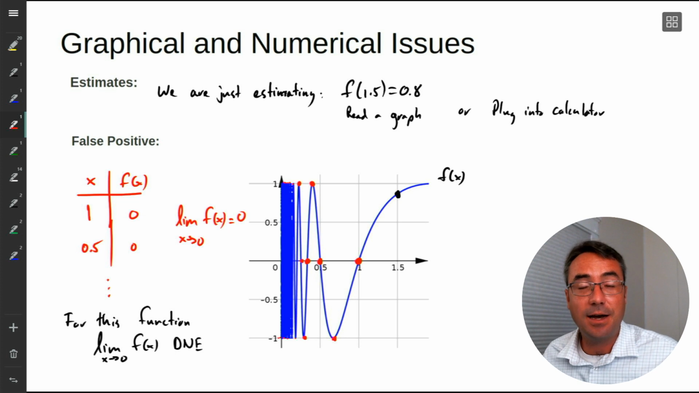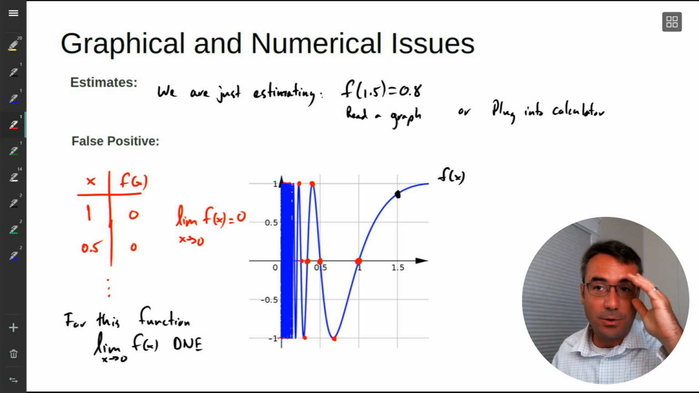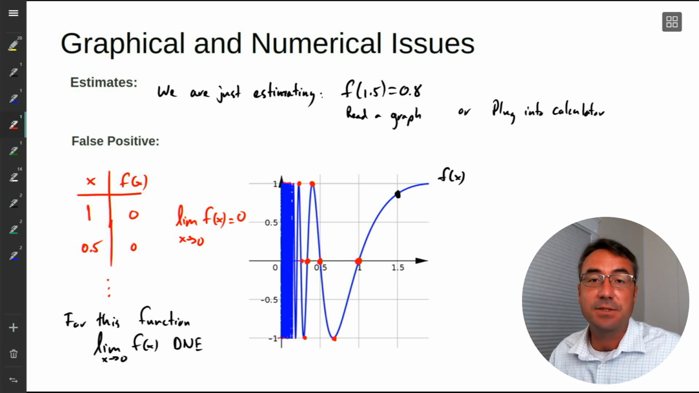So that's one thing. Another thing that can happen is that we're not looking at the whole function here. We're only looking at these little snapshots of the function, and they might not tell us the whole story.